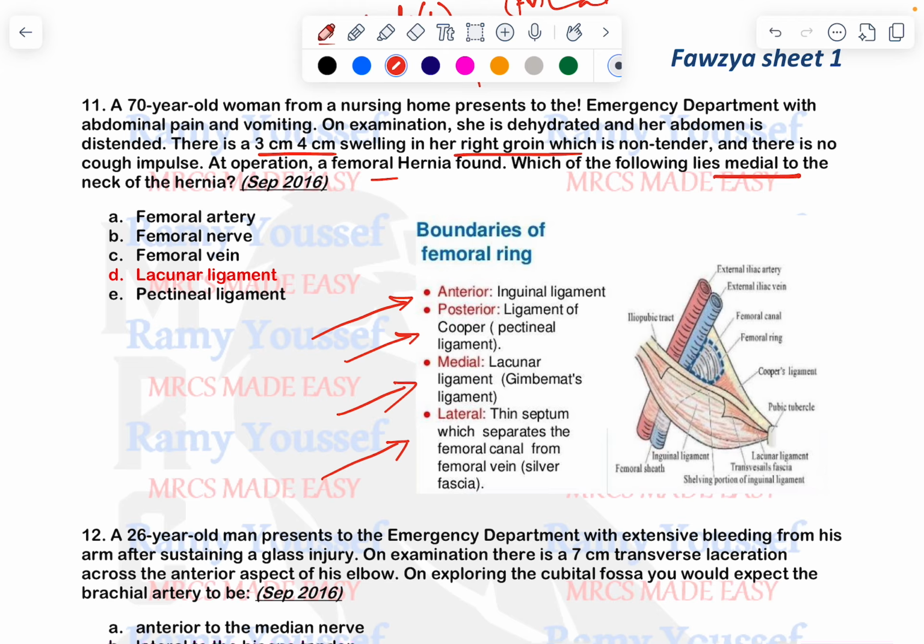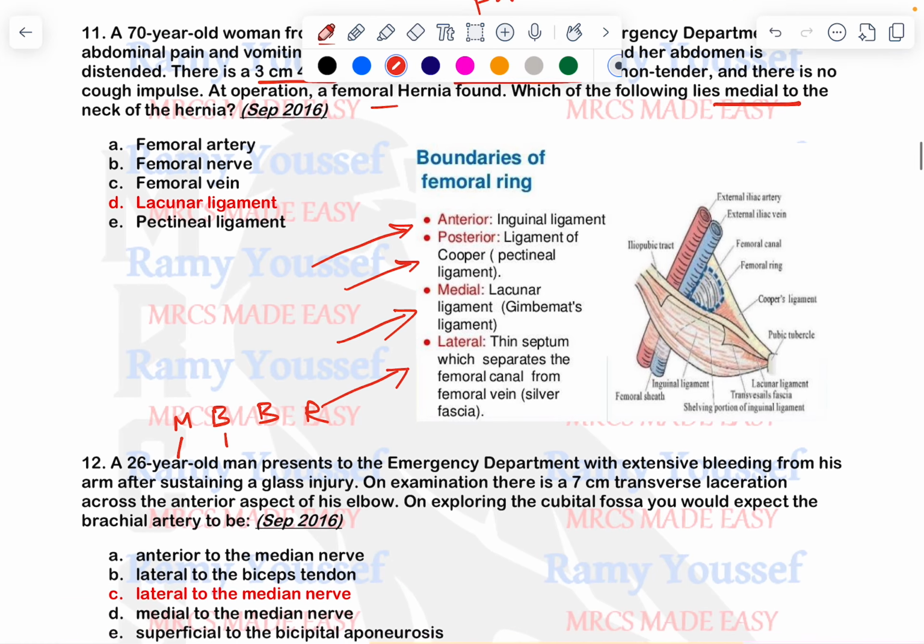Next question: a 26-year-old man presents to the emergency department with extensive bleeding from his arm after sustaining a glass injury. On examination, there is a 7 centimeter transverse laceration across the anterior aspect of his elbow. On exploring, what do you expect the brachial artery to be? So MBBR: median nerve, brachial artery, biceps tendon, radial nerve. Median nerve is medial, brachial artery is lateral. So the brachial artery is lateral to the median nerve.